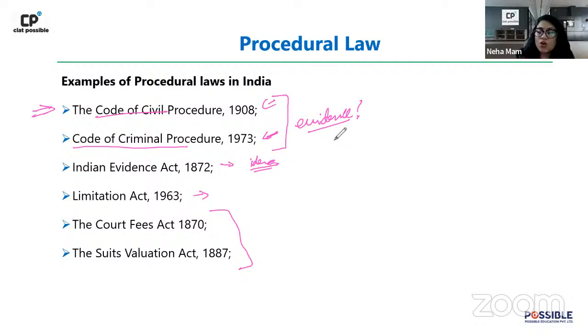Because evidentiary law is something which will tell you what can be brought in as evidence. Everything under the sun is not something which should be admissible in evidence. Otherwise, cases will keep prolonging. Imagine, again I'm going back to my theft example, okay?